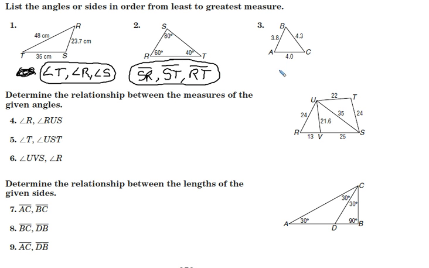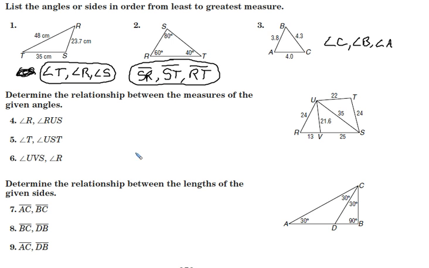Okay, and then number 3, we got sides and we need to list angles. Smallest side is AB, 3.8, so that's angle C is our least. The next is 4.0 AC, that's opposite angle B. And then we have angle A, 4.3, opposite the 4.3 side. So there you go.